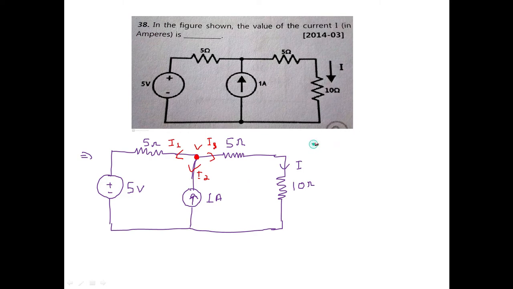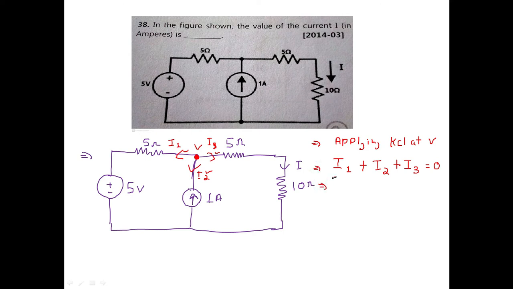So here we are applying KCL at V. While applying the KCL, what we will get is I1 plus I2 plus I3 is equal to 0, because these are outgoing currents. I1 this current we are talking, I2 this current, I3 this current. So the summation of 3 currents I1 plus I2 plus I3 is equal to 0. This is KCL.